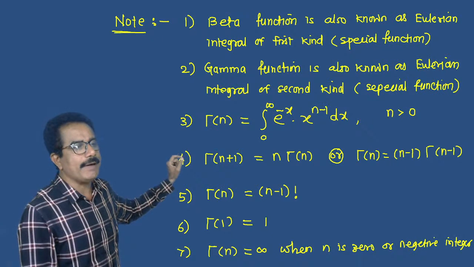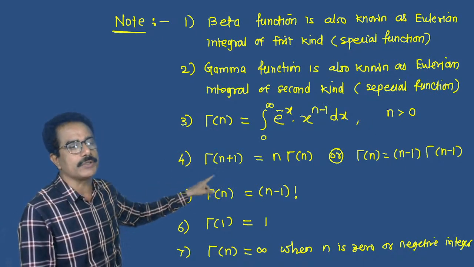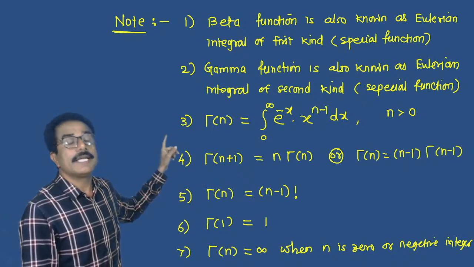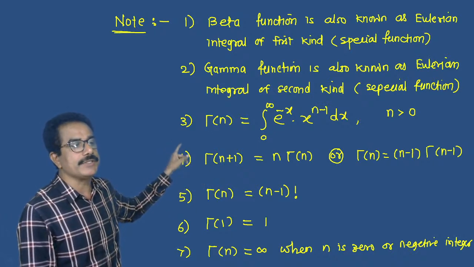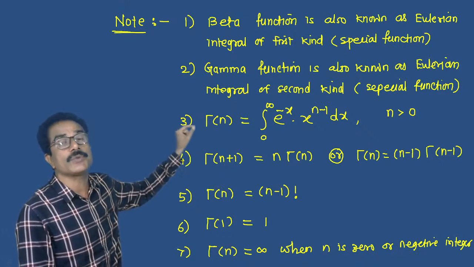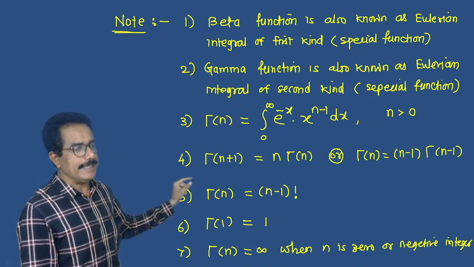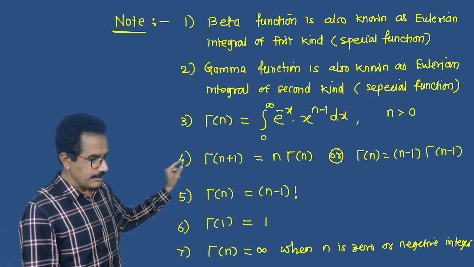You must know the gamma function, properties of the gamma function. Gamma of n plus 1 is equal to n into gamma n. The definition of the gamma function: gamma n is equal to the integral from 0 to infinity of e raised to minus x into x raised to n minus 1 dx. n must be positive. Then see this.